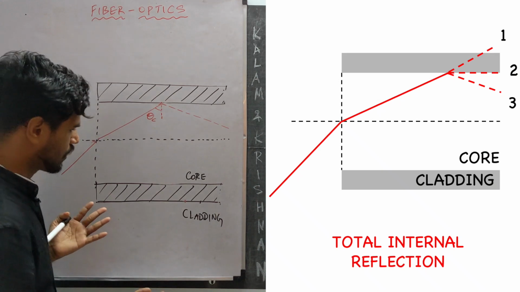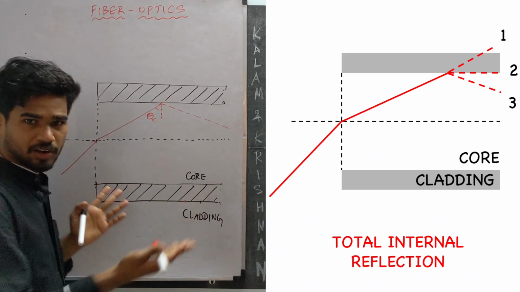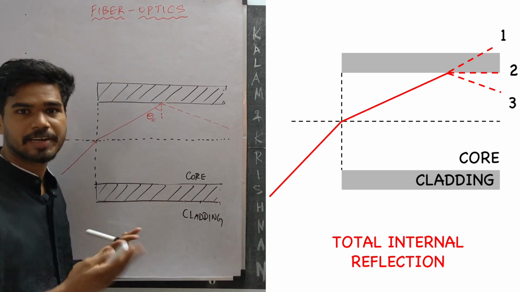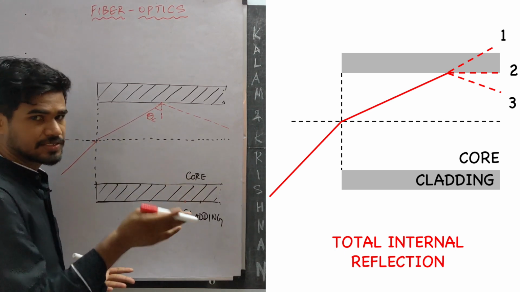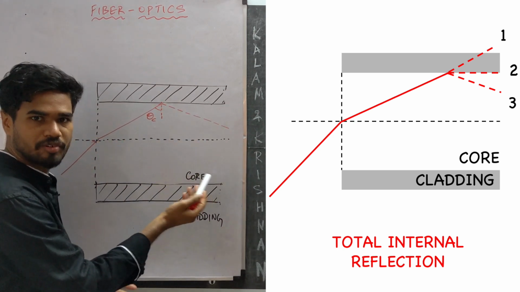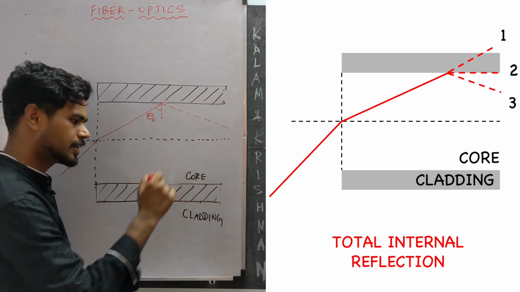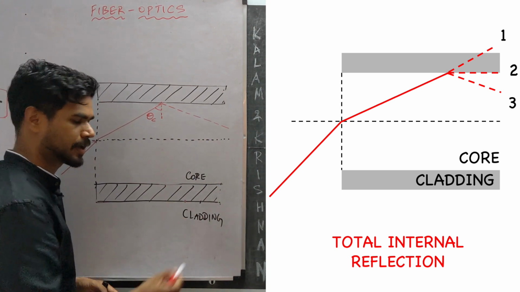First of all, what is a fiber optic cable? Fiber optic cable is a channel for light propagation. It's a light trap. It's designed such that the moment light enters inside the channel, which is known as the core of the fiber optic cable, it should be trapped inside the core. The layer that surrounds the core is known as cladding.